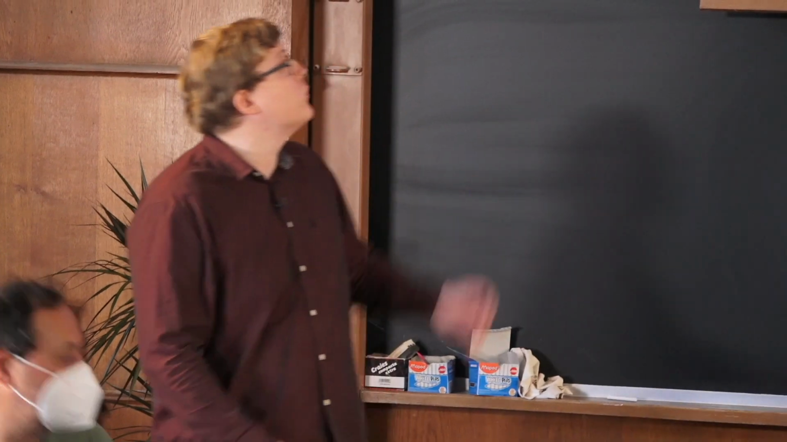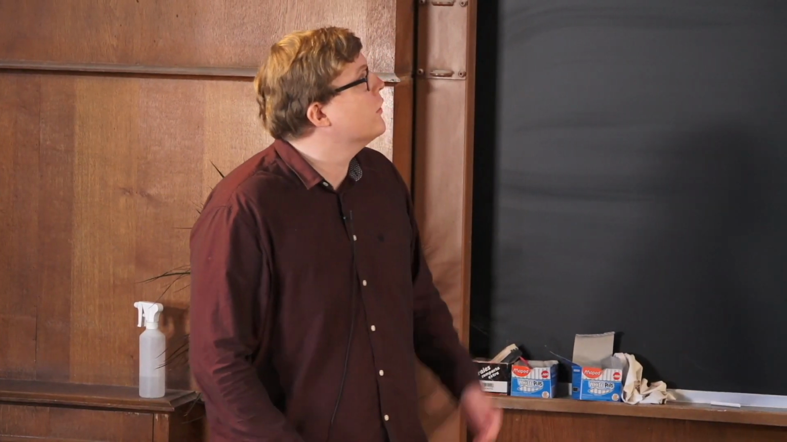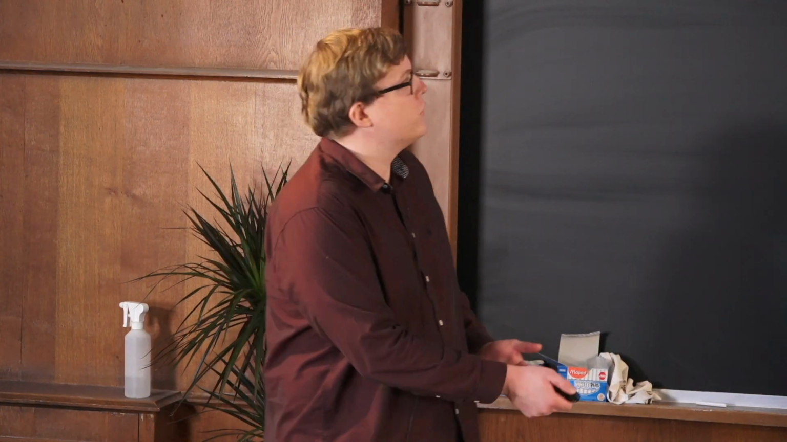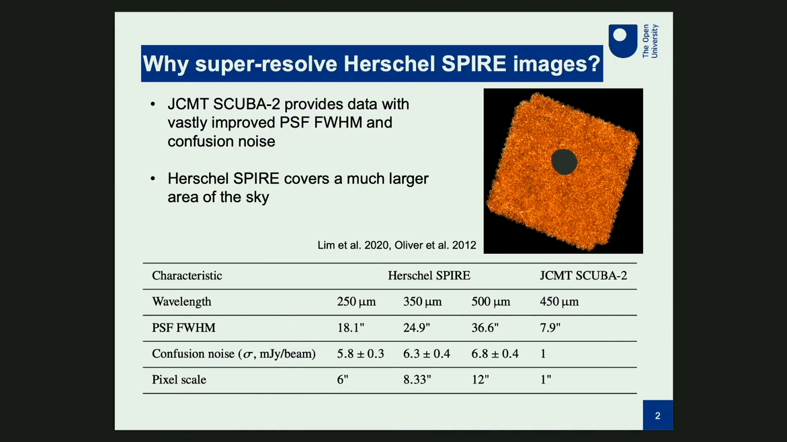Thank you. Hello. My name is Lynge Lauritsen, and I'm here to present the work that my collaborators and I did, trying to use convolutional neural networks to superresolve the Herschel SPIRE images, trying to get similar image characteristics to those found in JCMT SCUBA-2 450 micrometer images.